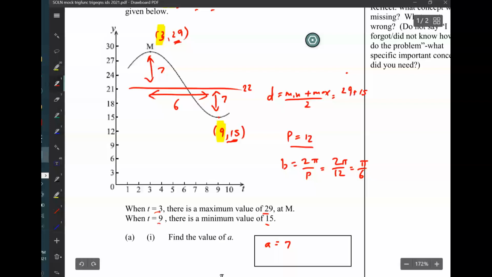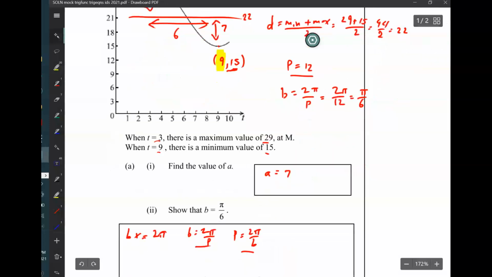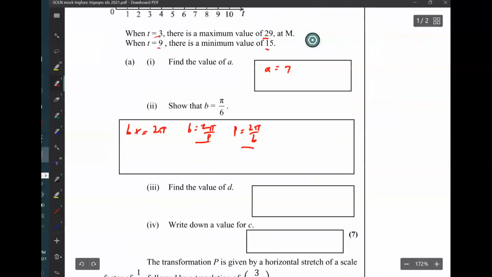29 plus 15 divided by 2, which is equal to 44 divided by 2. 44? No, 34? 29 plus 15, 44 divided by 2 is equal to 22. So either way you get 22, right? So the D value is equal to 22.